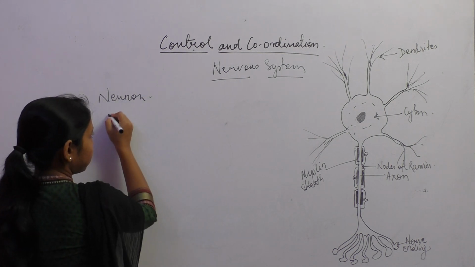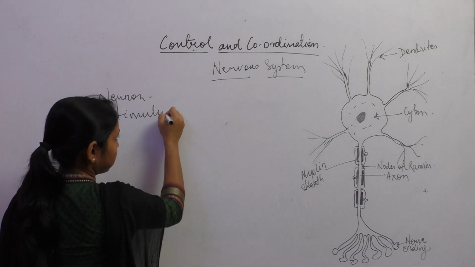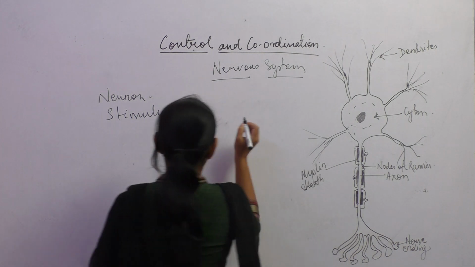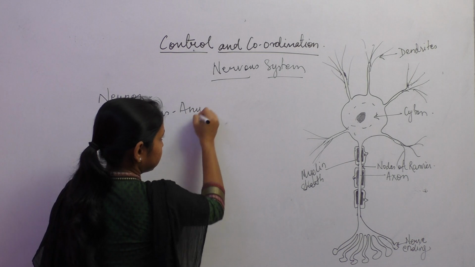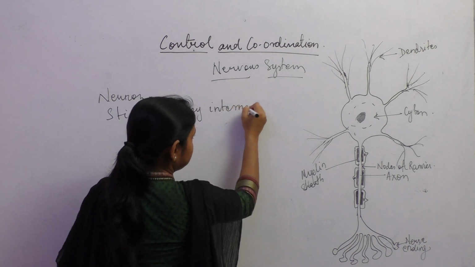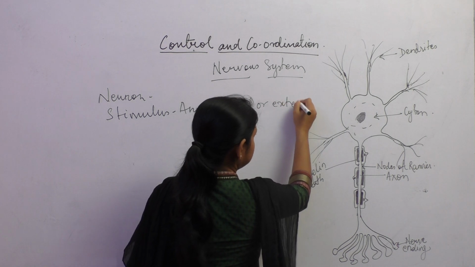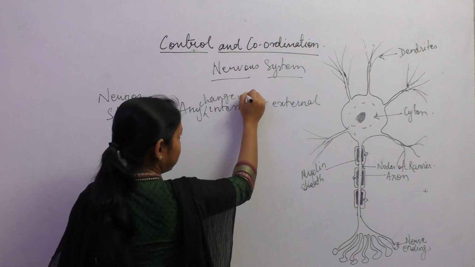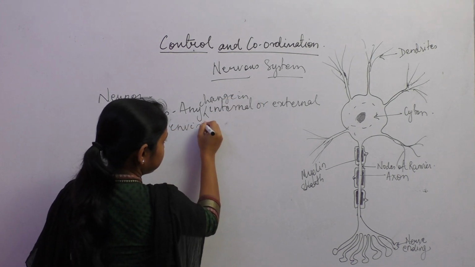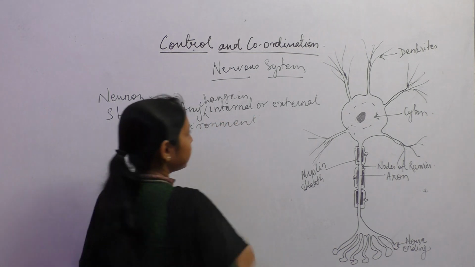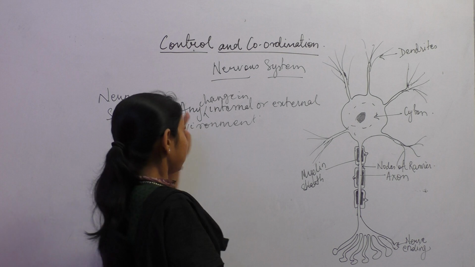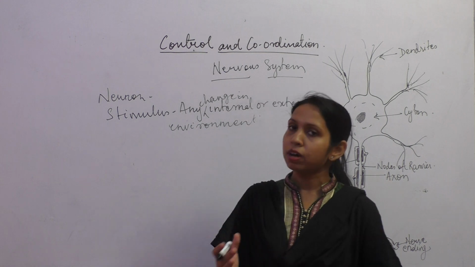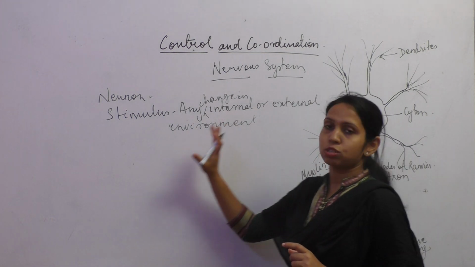Now, apart from that, we have some terms like stimulus. What do you understand by the term stimulus? Stimulus means any change in the internal or external environment. Any change in the external or internal environment which makes an organism show a response to that particular change is called a stimulus.